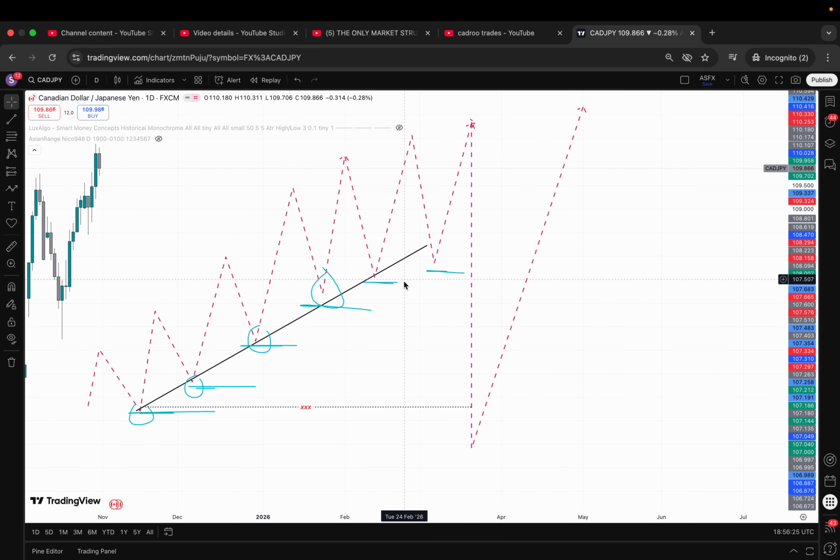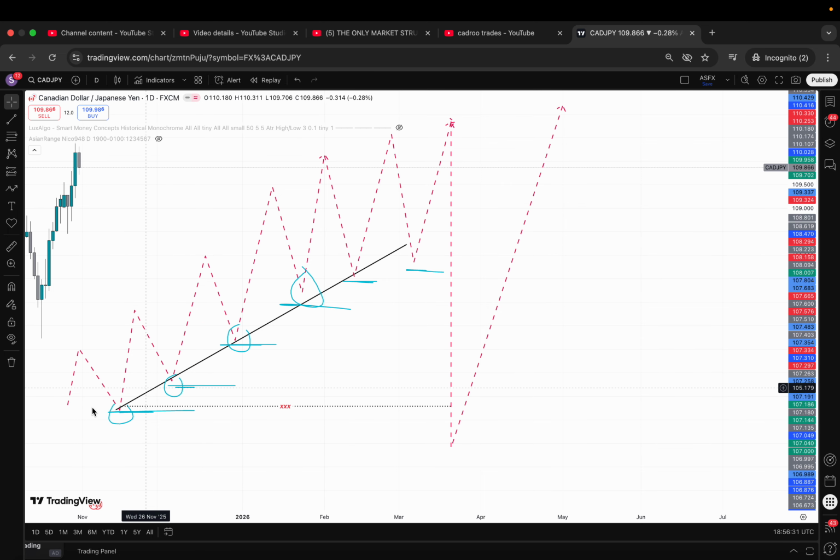So this is the first type of liquidity I want to explain to you guys because it's easy. Basically, you can see that price is respecting this line here, and then you see that price will come and take everyone out, take out their stop losses, and continue going up.